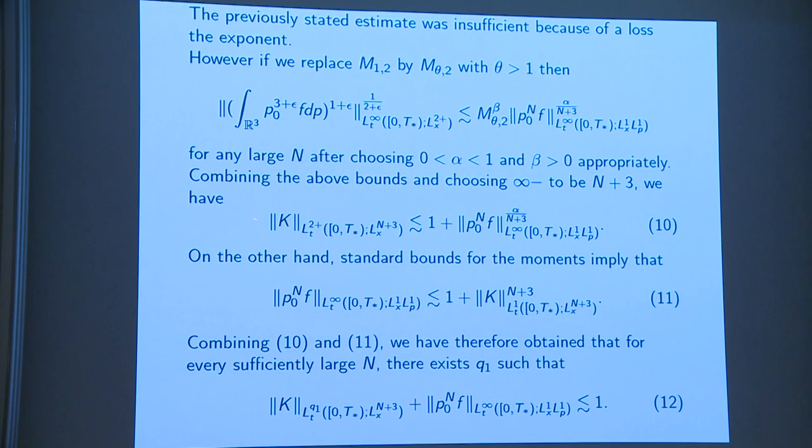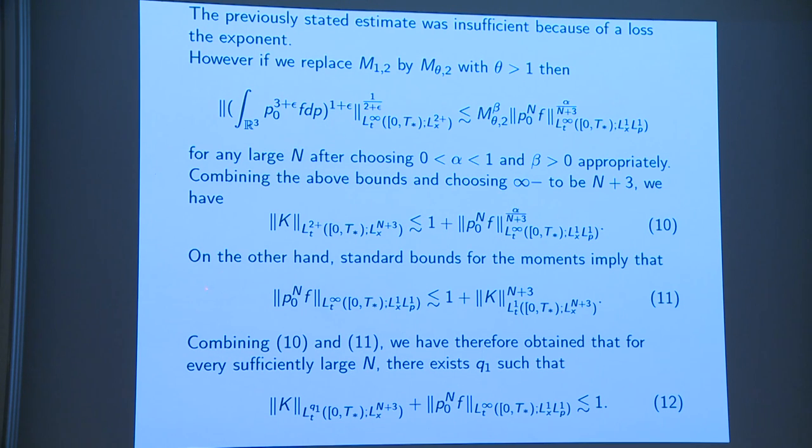What you get is this inequality 10 here. So you get K L2 plus L M plus 3 is less than or equal to P0 to the NF to the power alpha over M plus 3 L1 L1. Here, as in all the previous things, we choose infinity minus to be M plus 3, where M plus 3 is a high moment. And the important thing here is that this alpha is strictly less than 1.